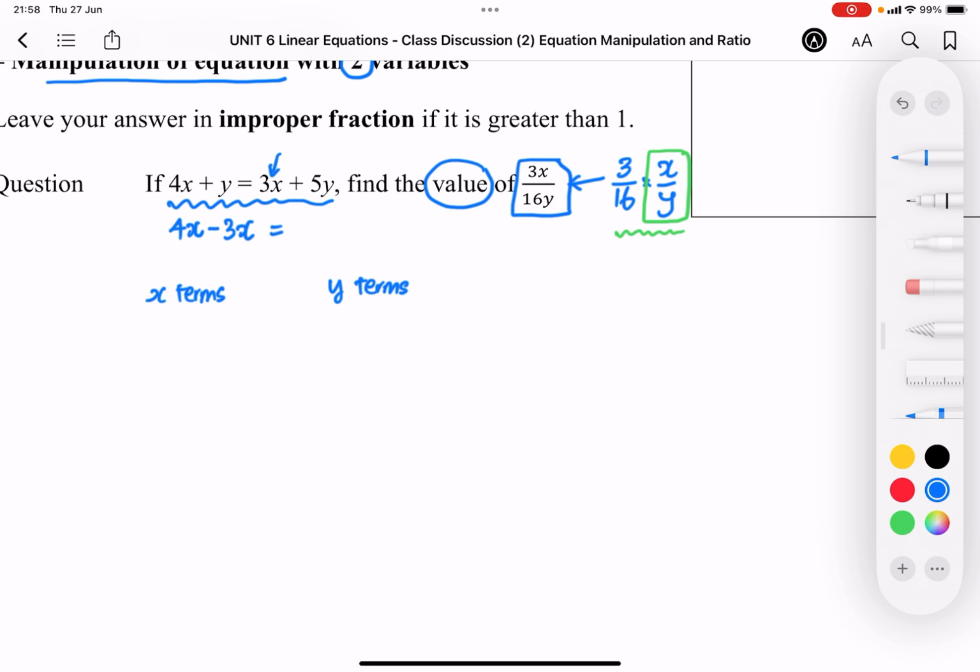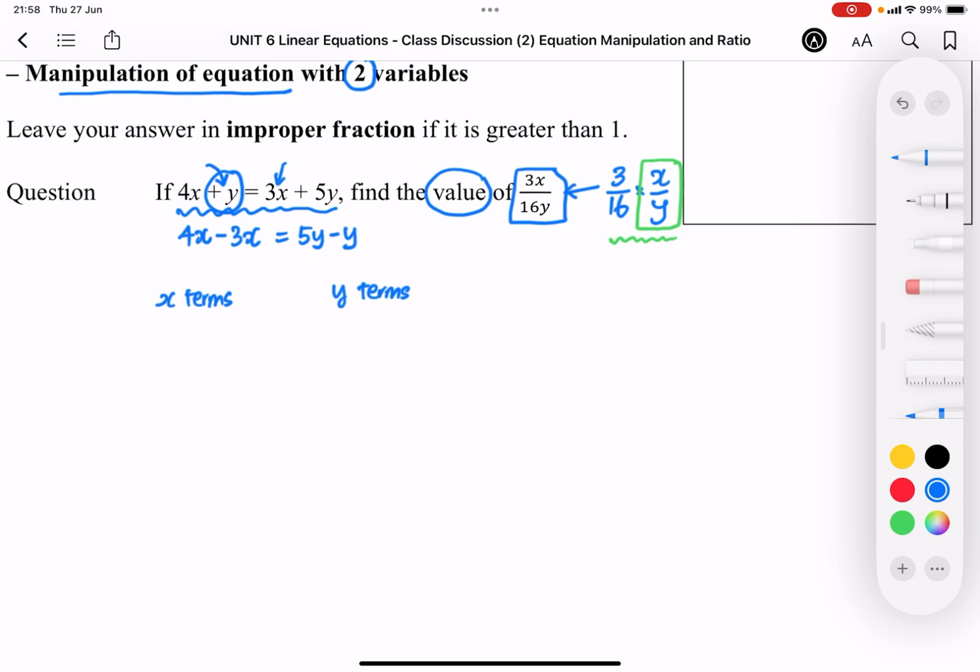Next, we have 5y here on the right-hand side, and we have plus 5y on the left-hand side. So to remove this plus 5y on the left-hand side, we are going to subtract 5y from both sides. And now we get x equal to 4y.